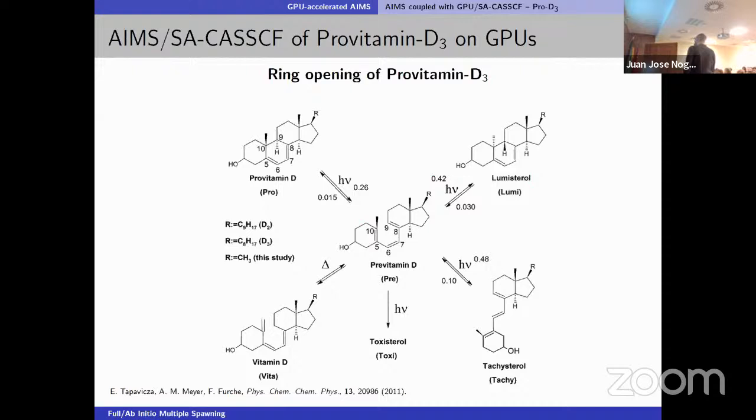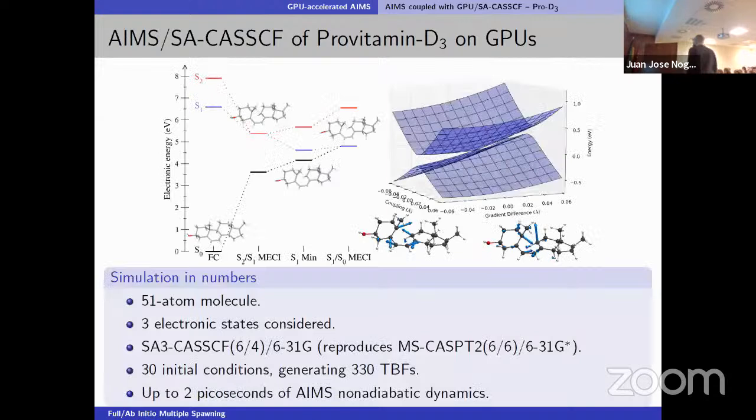So with this in hand, what we can look at now is the ring opening of provitamin D, which forms previtamin D and vitamin D. Provitamin D is the molecule we'll be interested in. It's basically at the core a cyclohexadiene with decorations around, right? Which rings open here to form this hexatriene. But that starts to be a bit bigger, right? So this is actually a 51 atom molecule.